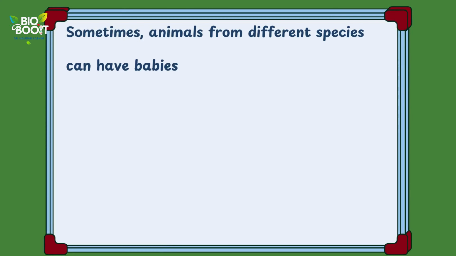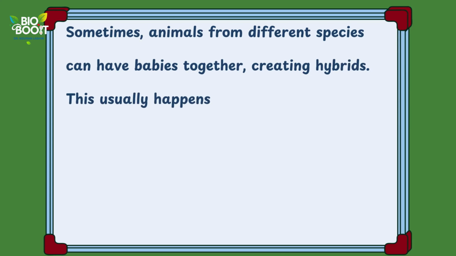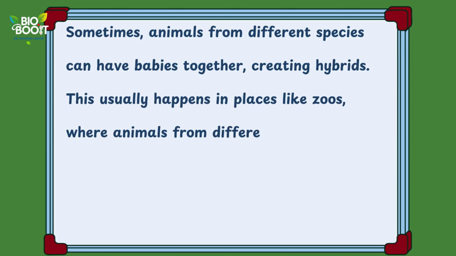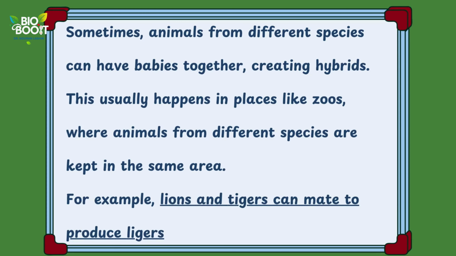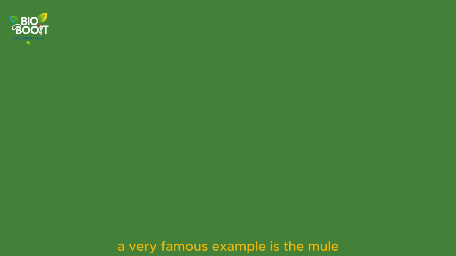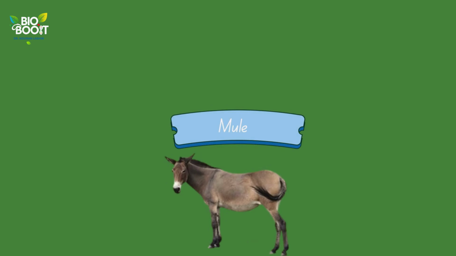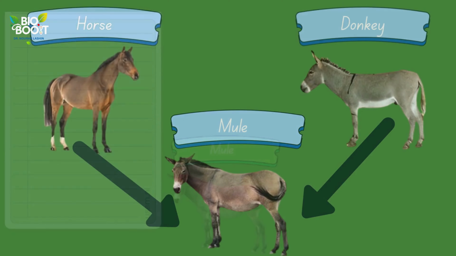Sometimes, things get interesting. Animals from different species can occasionally have babies together, especially in controlled environments like zoos. These babies are called hybrids. A very famous example is the mule. A mule is the hybrid offspring of a male donkey and a female horse.